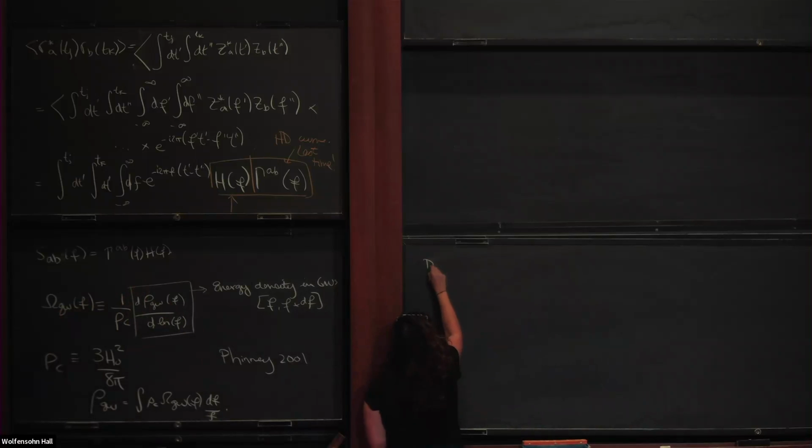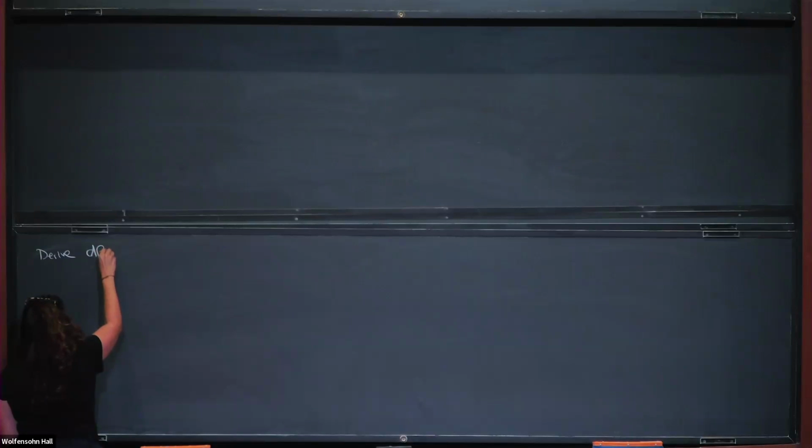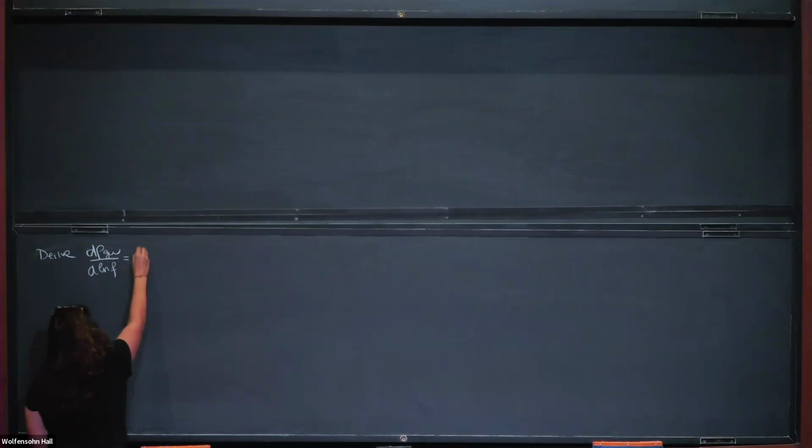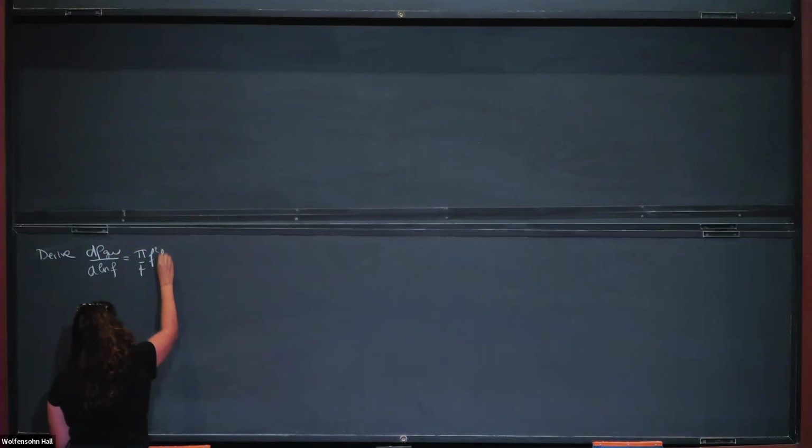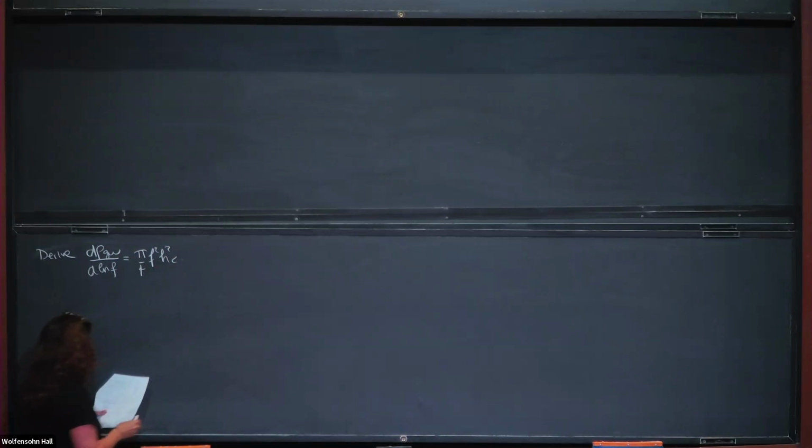So now we derive d rho GW per log f is equal to pi over 4 f squared h_c squared.